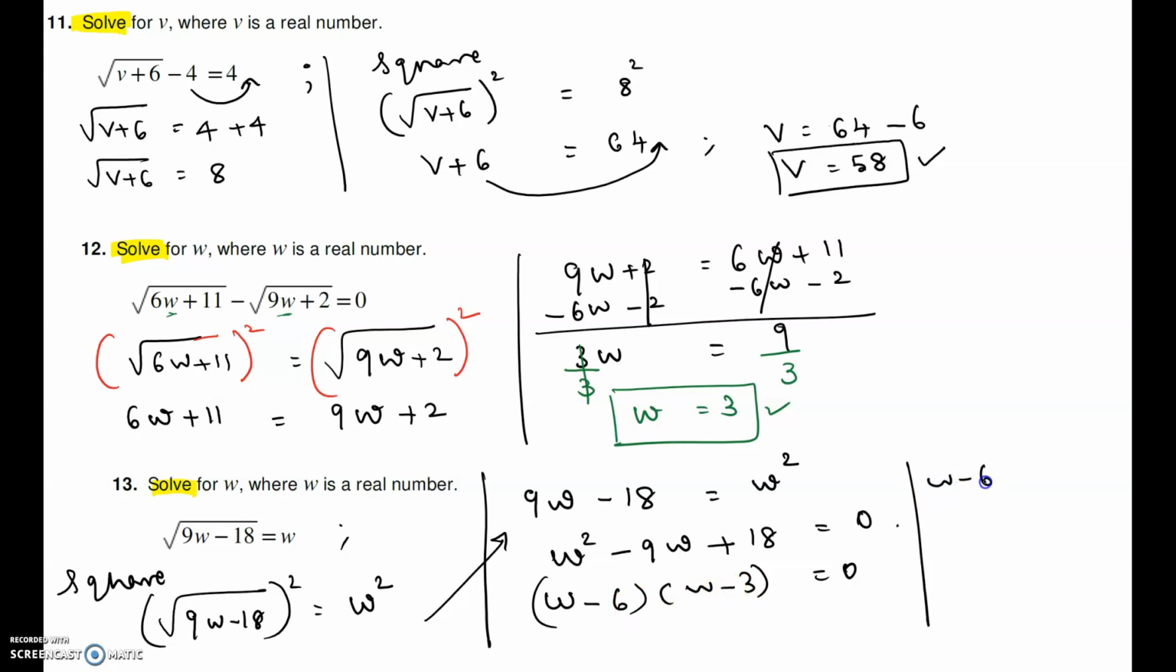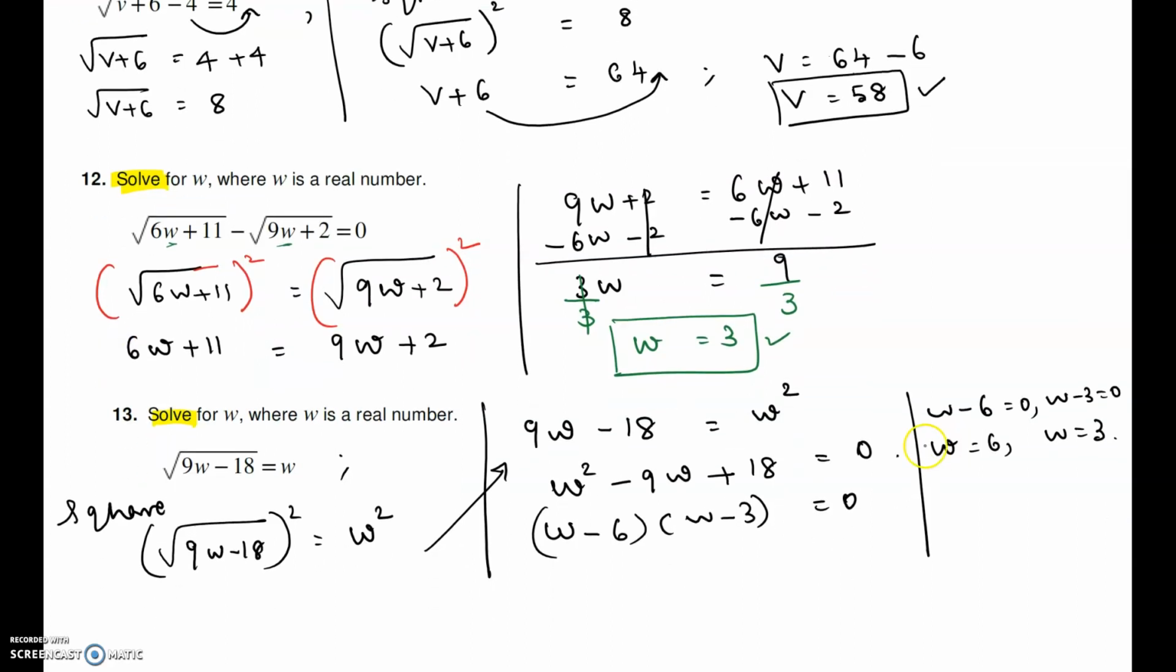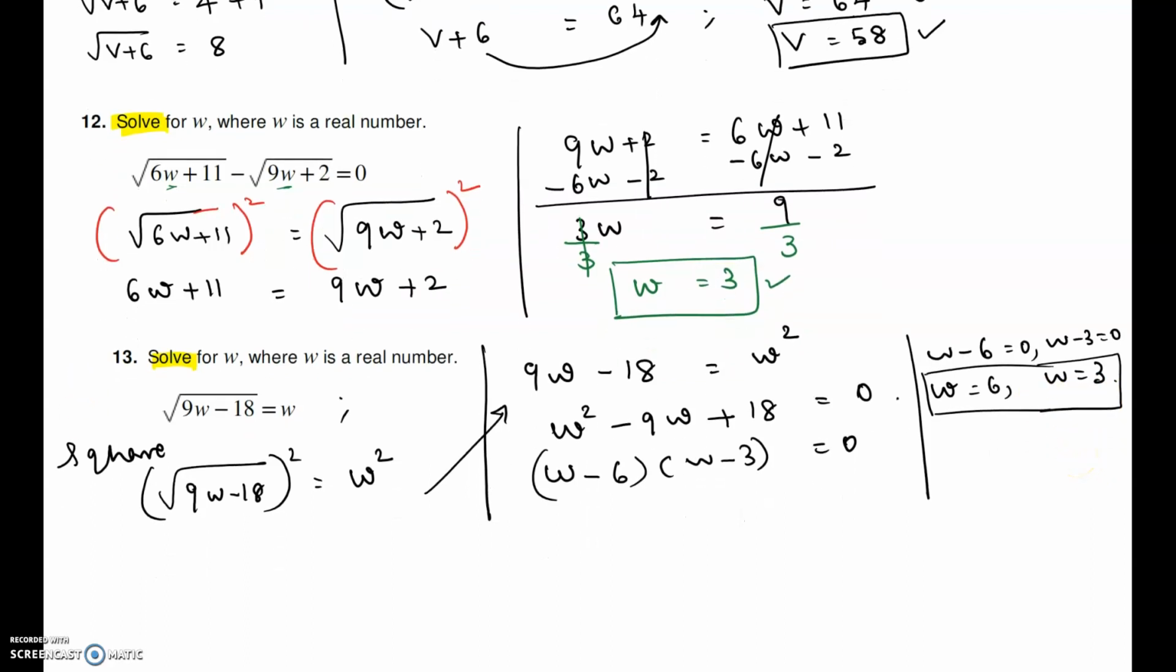So here w minus 6 equal to 0 and w minus 3 equal to 0. This gives w equal to 6 and w equal to 3. Now we have to check whether both values are okay or not. Right now, there are two values that the equation solved to. But now we have to check whether the two values of w are satisfying the original equation or not. Always in these problems, it's better to check our values by plugging into the original equation.